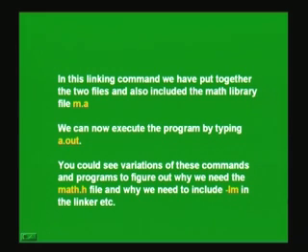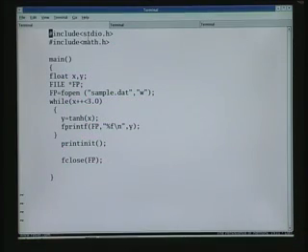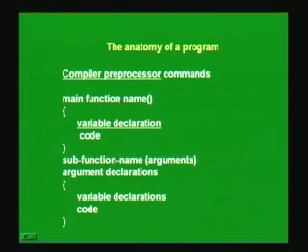Now let's look at the anatomy of the program. Let's summarize this. We had some compiler preprocessor commands, all these include files here. Then you had a main function, with some name for the function, then some variable declarations, and then the main code. Then you could have sub functions. In the previous example, I had put the sub function separately. You could also include it in the main code.